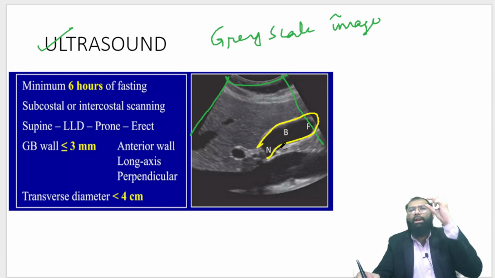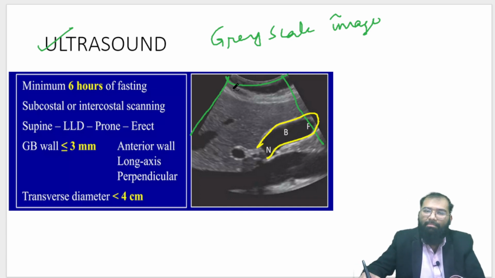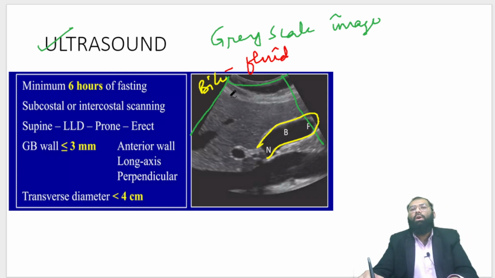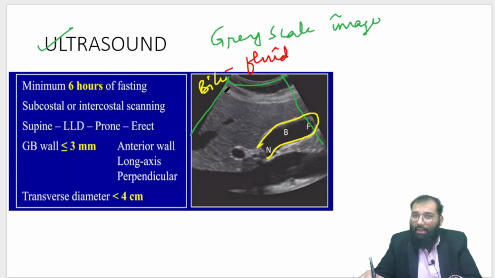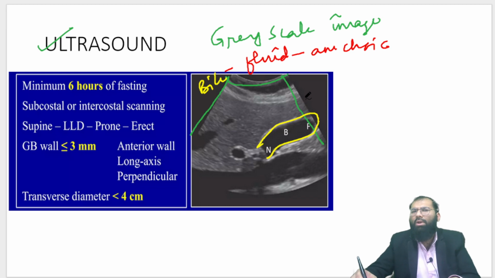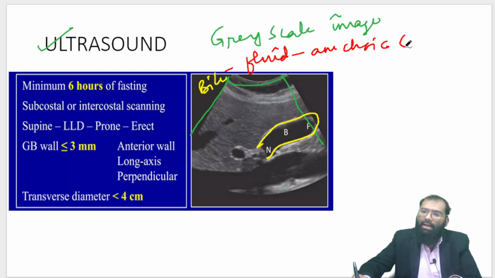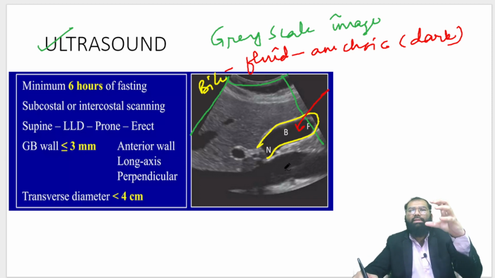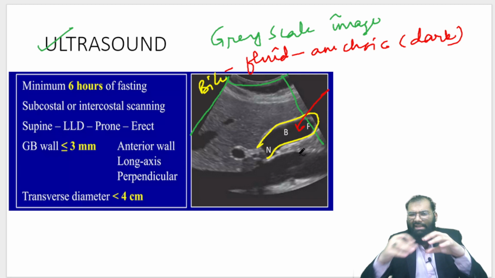So what is the gallbladder filled with? The gallbladder is filled with bile. So what is bile? Bile is a fluid. Remember, routine fluids on ultrasonography are anechoic. What do you mean by anechoic? Anechoic is nothing but they are dark. So you can see that this is completely dark. That means this is filled with fluid, that is bile.